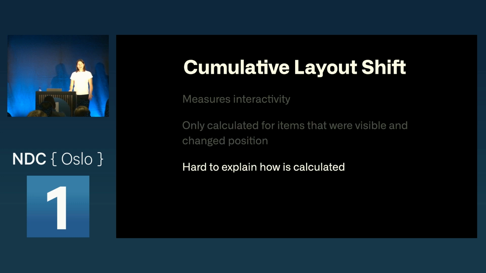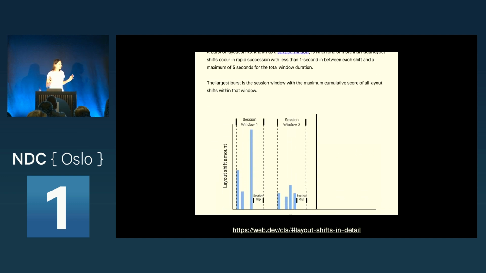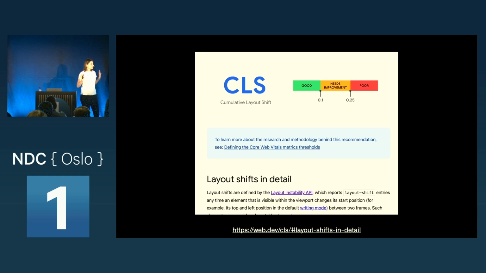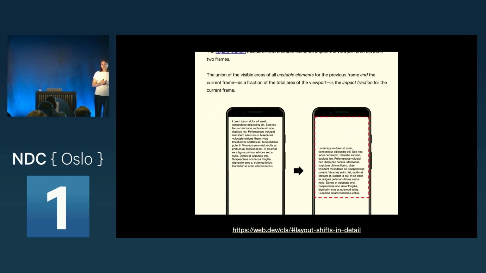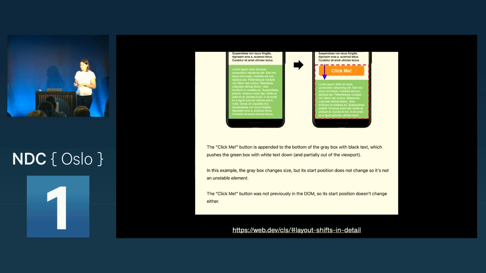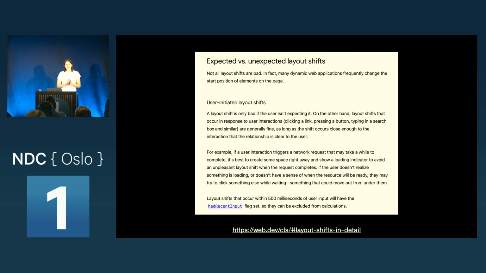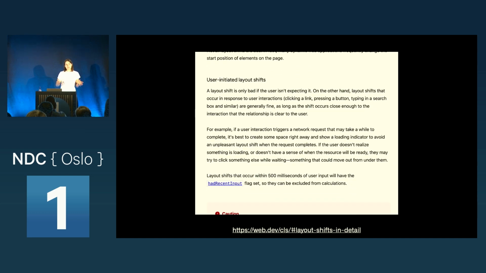And it's hard to explain how it's calculated. I tried to read through this, and basically what you need to understand from this is that you want to move the least possible items around on the page, because there are some big calculations going on. You just want to give the least spontaneous movements between elements as you can.